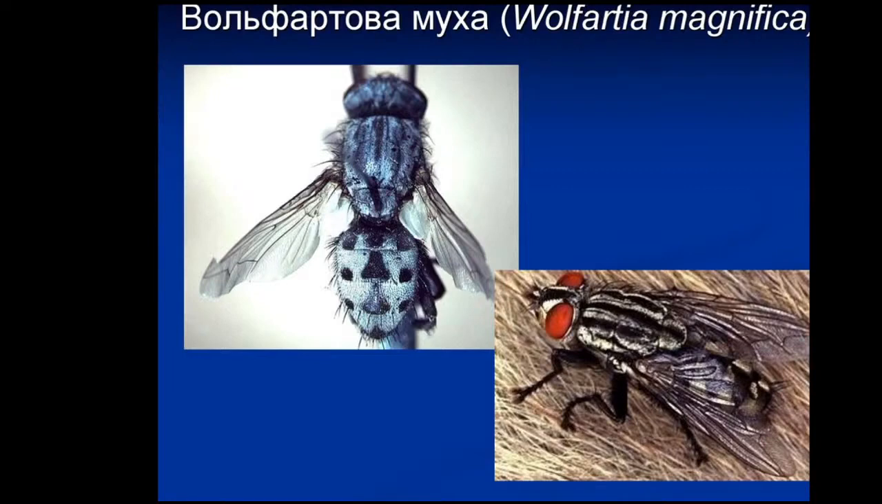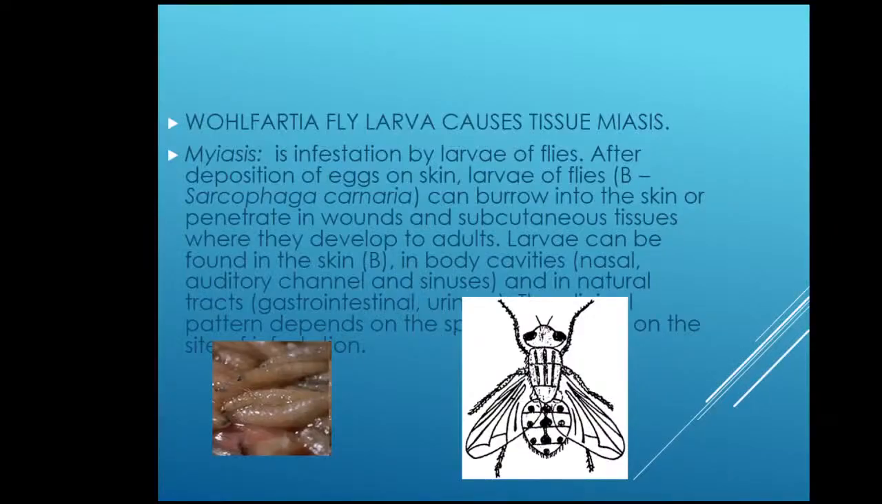After this, the larva falls down to the soil, transfers into a pupa, and from the pupa the adult fly hatches out. So Wohlfahrtia fly larva causes tissue myiasis.